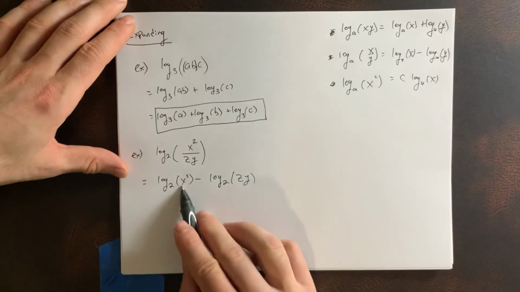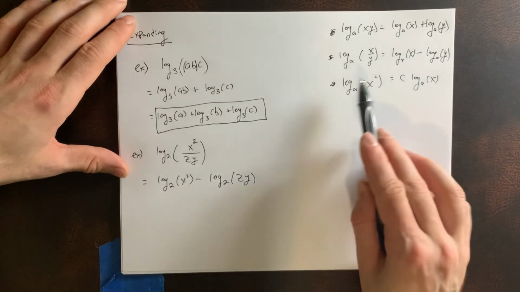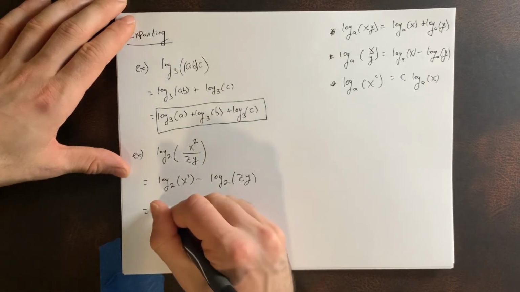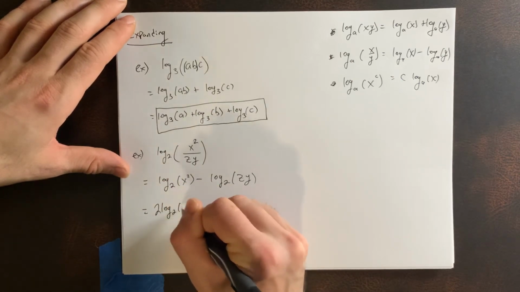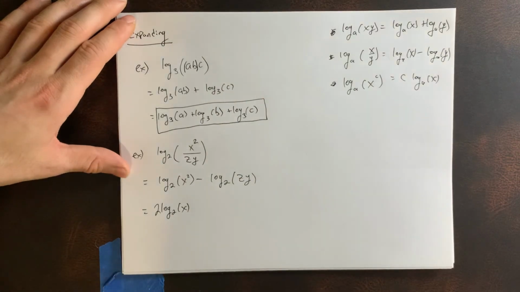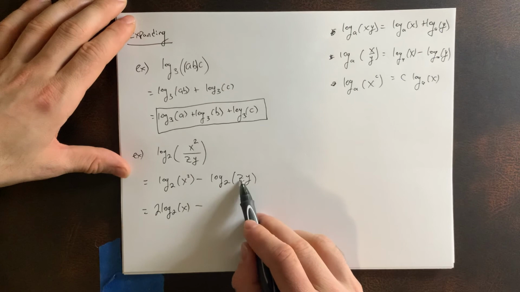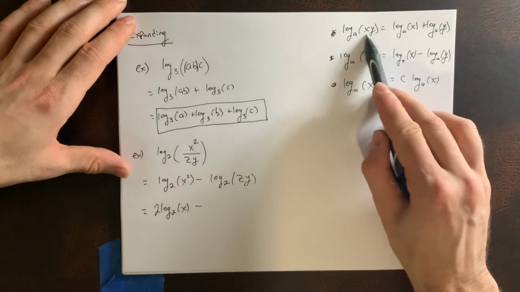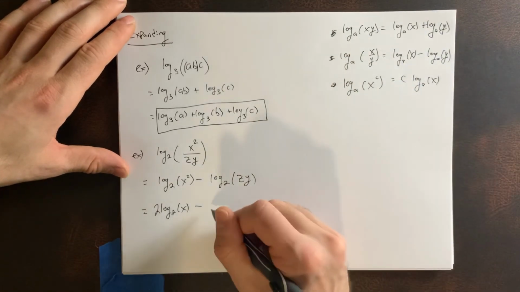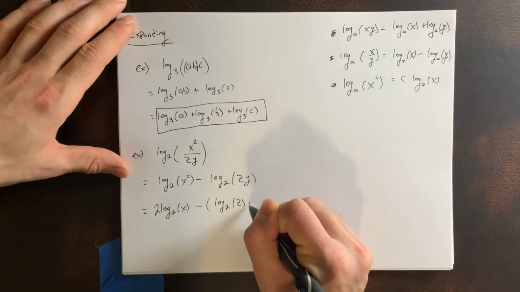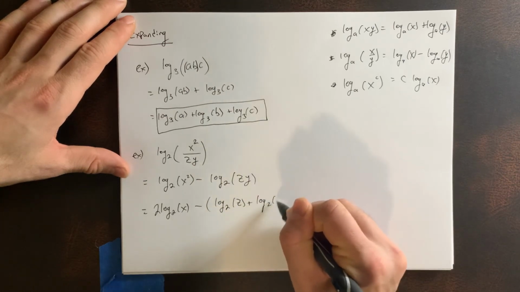Okay, so now for this first piece, let's look at this property. If we have a power, we can bring it into the front. Here we have a power of 2. We're going to bring it into the front. Okay. Nothing else we can do now, so no minus sign. Now this piece, we have multiplication. But remember, multiplication means we can break it up with addition. So this is going to turn into log base 2 of z plus log base 2 of y.